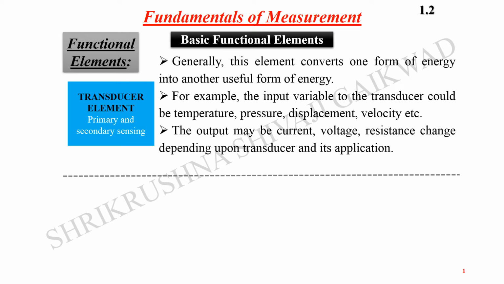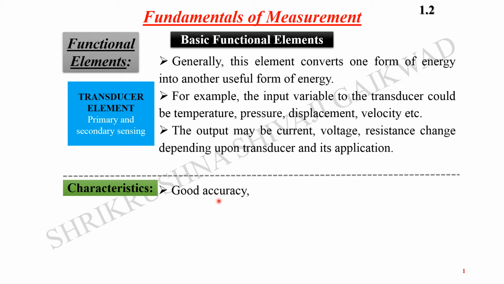The output of this transducer element could be the current, voltage, or the change in resistance, depending upon the transducer and its application. Here we are just trying to use these types of transducer element. Whether the output can be a current or the voltage, or we can have the change of resistance, that also depends upon the transducer as well as where we are utilizing it.